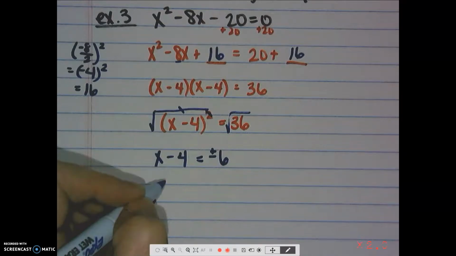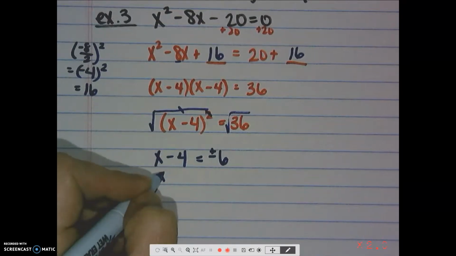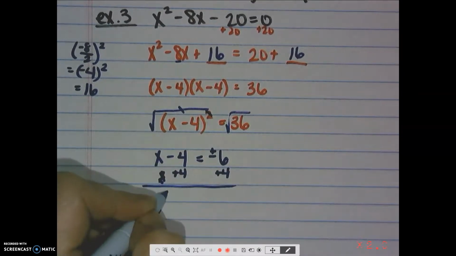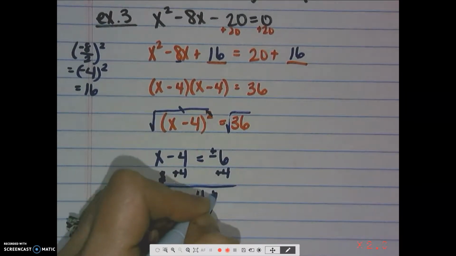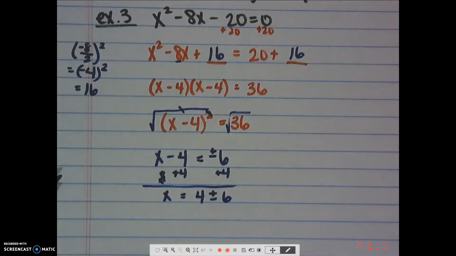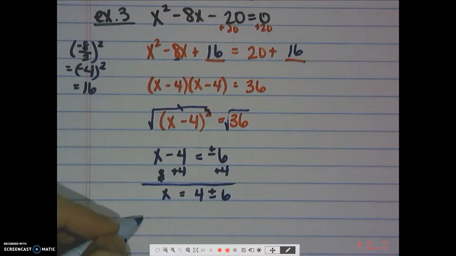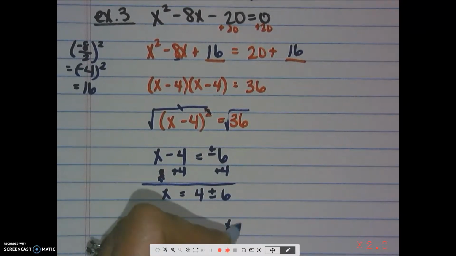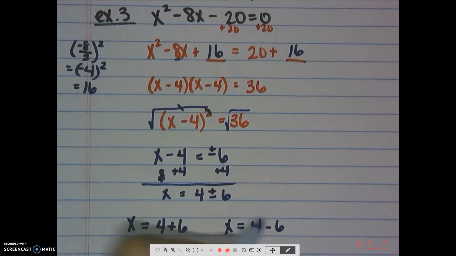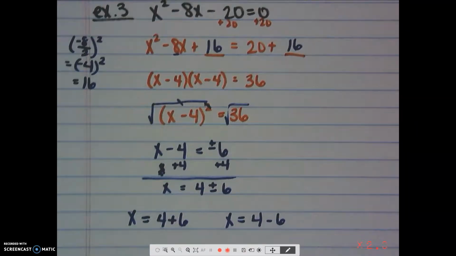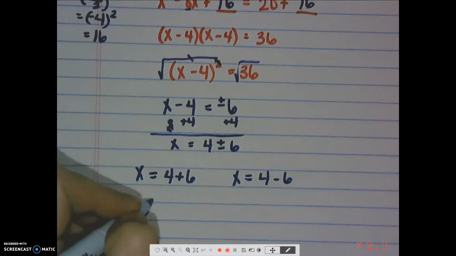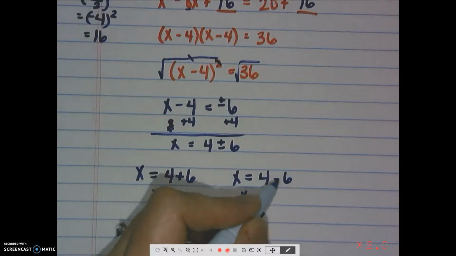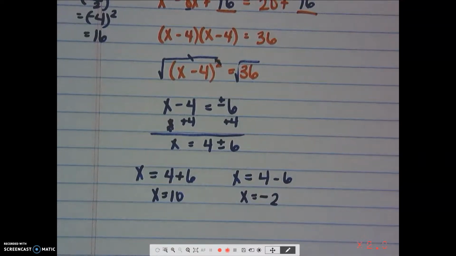All right, so we need to get x by itself, which means we're going to add 4 to both sides. So that means we have x equals 4 plus or minus 6. Well, remember we should have two answers, so we have two different equations to solve. We have x equals 4 plus 6, and we have x equals 4 minus 6 because of that plus or minus sign in between them. So if we simplify those, we would get x equals 10 or x equals negative 2, okay?